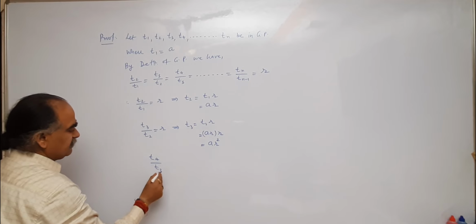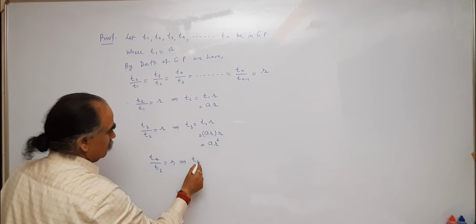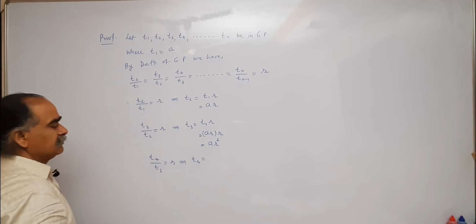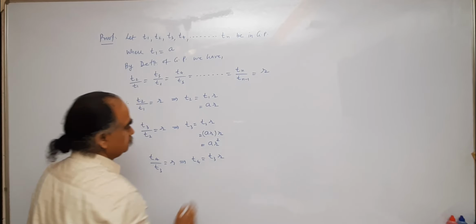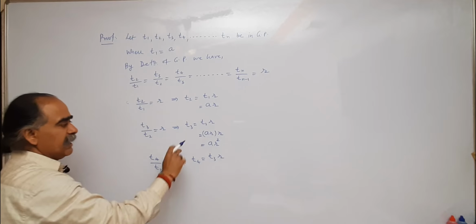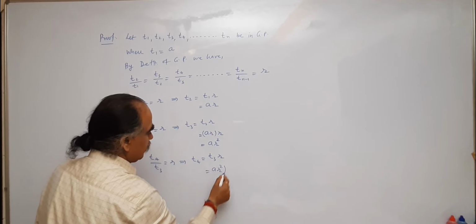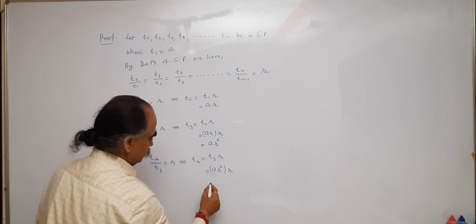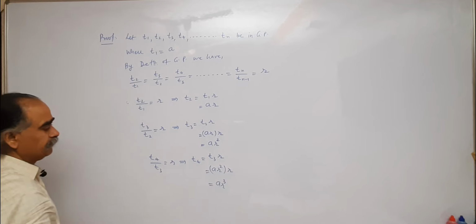T4 upon T3 is what? R. So T4 is what? T3 into R. And T3 is what? AR square into R, AR cube.